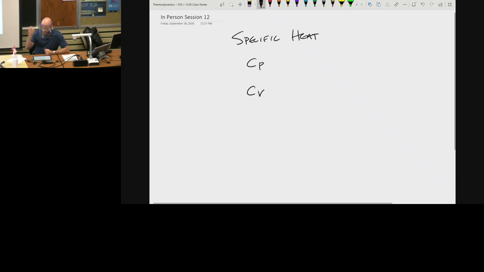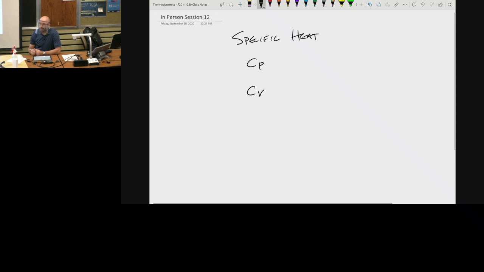C sub P means the specific heat at constant pressure. What is specific heat? I'm going to take 1 kilogram of material or 1 pound mass of material, and I want to see how much energy is required to raise that 1 kilogram or 1 pound 1 degree, either 1 degree Celsius or 1 degree Fahrenheit, and then I'm going to write it down. C sub P means I'm going to keep that system at constant pressure and find out how much energy needs to be added to raise it 1 degree. C sub V means I take that system and keep it at constant volume and see how much energy is required to raise it that 1 degree.